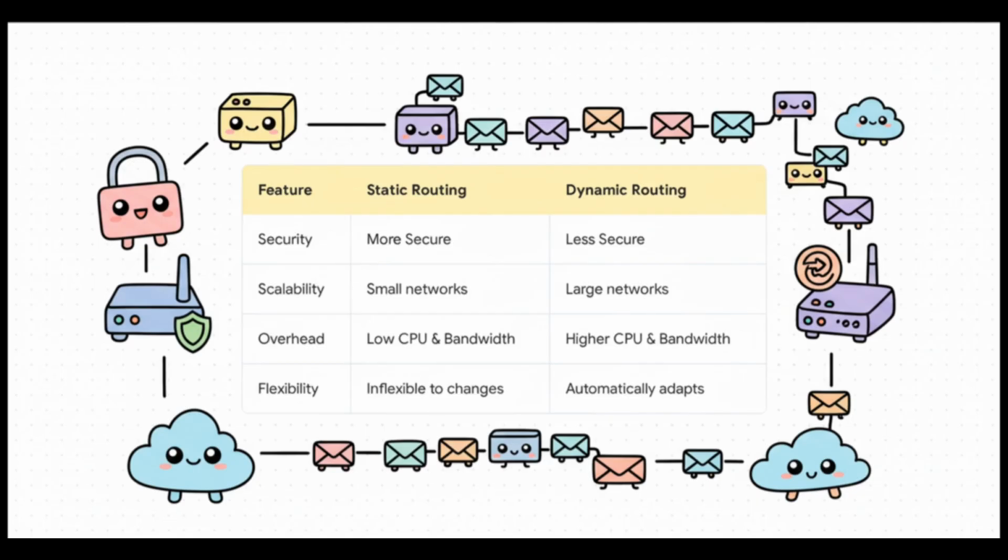It doesn't take much brain power from the router, so it's perfect for small, predictable networks. But for something huge and messy and constantly changing like the internet, oh yeah, you need dynamic routing. It's the only way to handle that kind of scale and adapt on the fly.